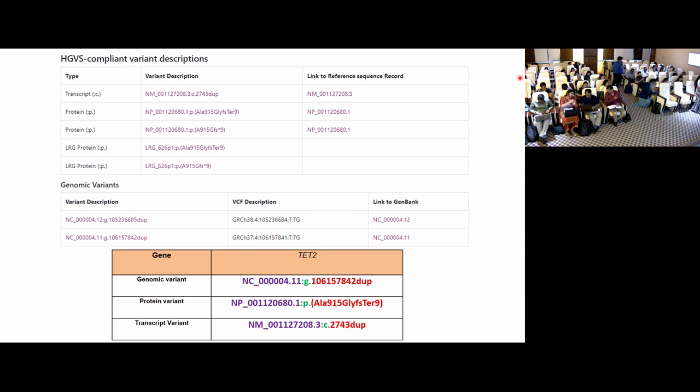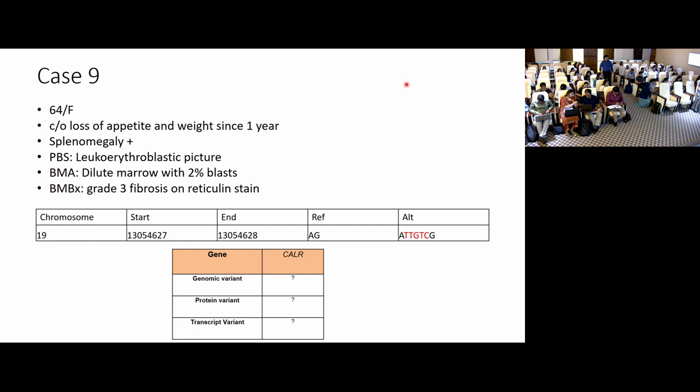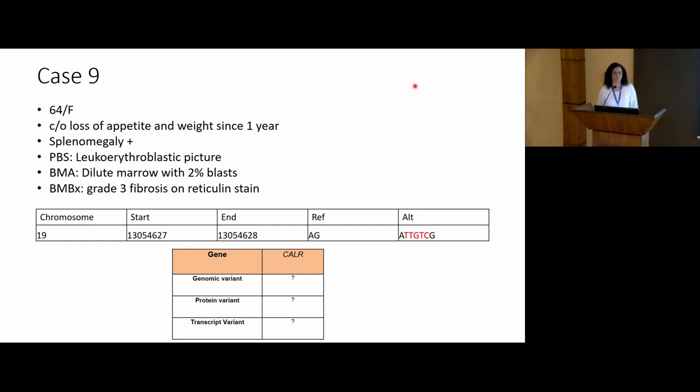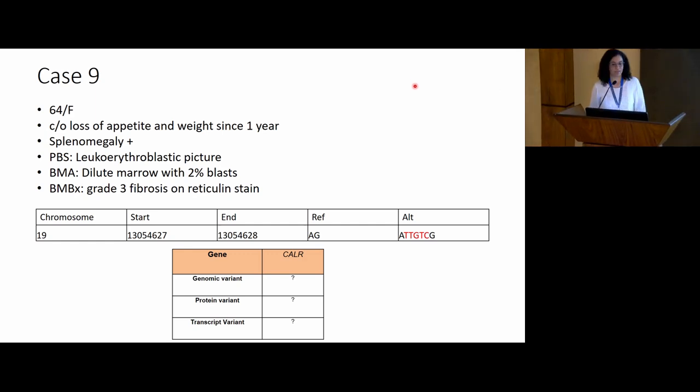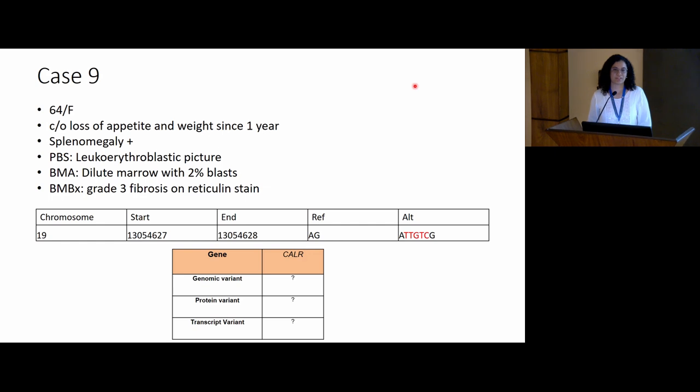Okay, so can we move on to the next case? Yeah. Okay, so this is the next case. This is a 64-year-old female with complaints of loss of appetite and weight since 1 year. There is presence of splenomegaly on examination. Peripheral blood smear showed leukoerythroblastic picture. Bone marrow aspirate was dilute. And like we would expect in most cases, bone marrow biopsy showed a grade 3 fibrosis on reticulin stain.